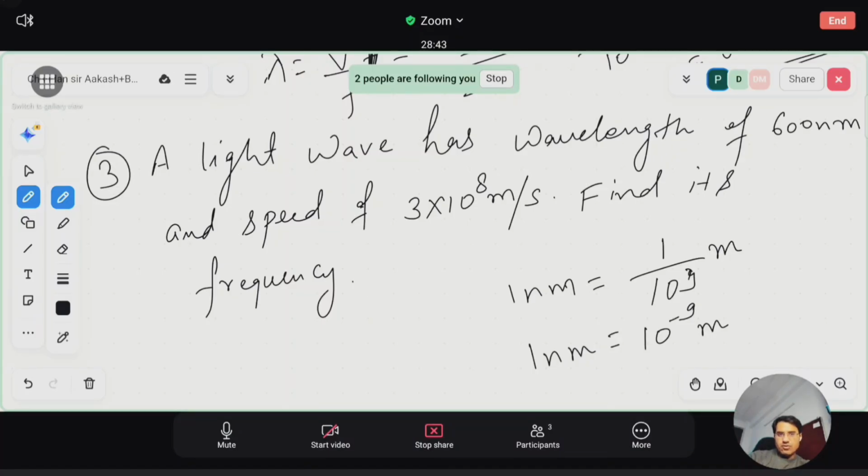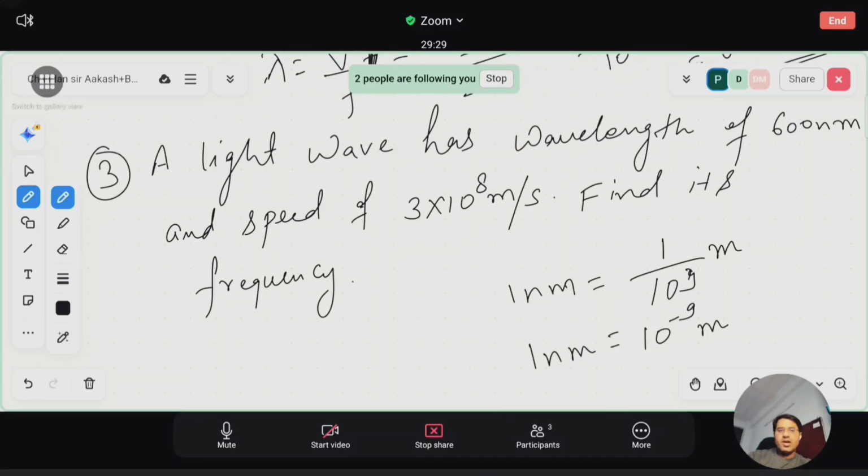So what you should do is write lambda equals 600 into 10 raised to the power minus 9 meters. You will say, is it necessary to convert to meters? Then I will say yes, because the speed is in meter per second, not nanometer per second. That's why the unit has to be in meters for wavelength also. Then only the frequency will come out in hertz. Hertz is basically second inverse, 1 over time period. So that's why it is a unit of frequency. So you should write lambda is equal to 600 into 10 to the power minus 9.